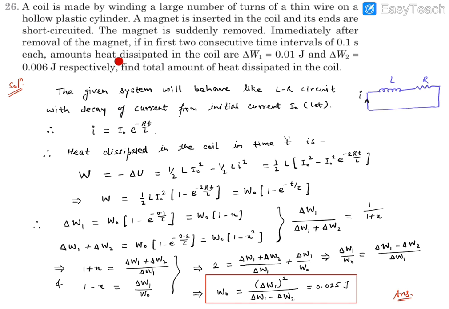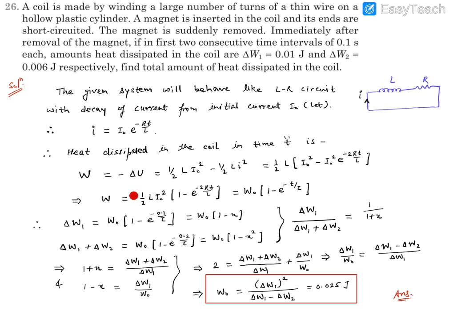Now the question is asking how much heat will be dissipated. Heat will be dissipated via this resistance, or we can say there will be a decrease in the stored energy of this inductor. So the heat dissipated in the coil in time t can be written as W equals minus ΔU, that is, the decrease in the energy stored in the inductor, which is the initial energy minus the final. Initial can be written as half L I naught squared, because the initial current was I naught, minus half L I squared, where I is the instantaneous current. Now we can take half L outside, so it's I naught squared minus I squared, where I is this expression which we can put over here.